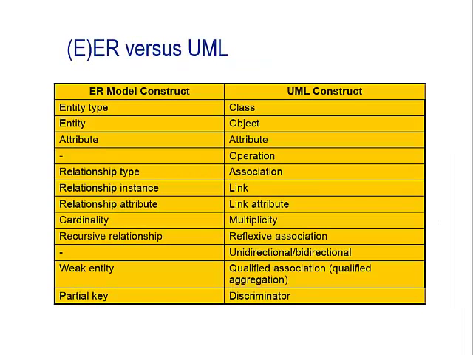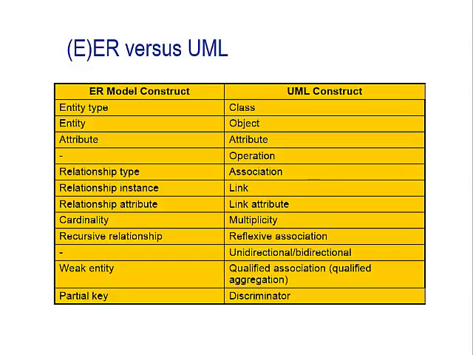So note the similarity between ER and UML. In ER, we have an entity type. In UML, this is what we refer to as a class. In ER, we have an entity. In UML, this is an object. Attribute is the same in both cases. In UML, we have operations. We do not have operations in ER. ER only focuses on the data characteristics.